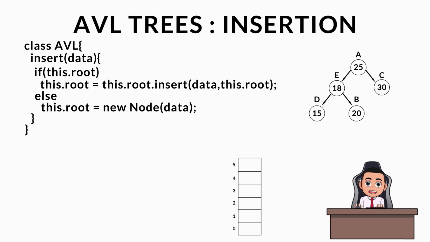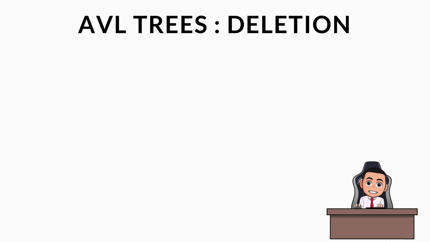Alright, so now that we know how to insert within our AVL tree, let's talk about deletion. So for our deletion, the code I'm going to be using is straight from our binary search tree video, except that I'm going to be explicitly passing in a reference to the current node we're at instead of implicitly doing it. And this is just to match the coding style from our insertion method.